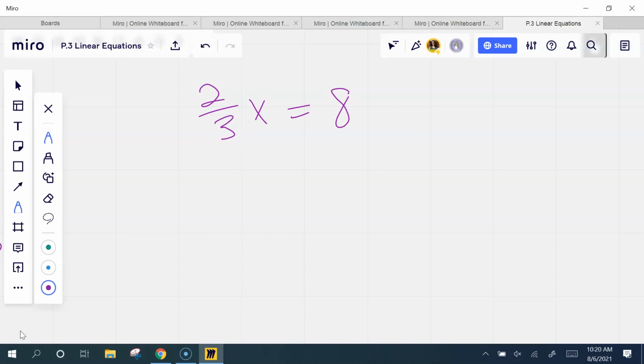Multiply by the reciprocal. That's exactly right. What is a reciprocal? The opposite. Flip it, right? So here, I'm going to multiply both sides by 3 over 2. Reciprocals cancel when they multiply. So I have x equals what? 4 times 3 is 12. Everybody okay there? Okay, then.